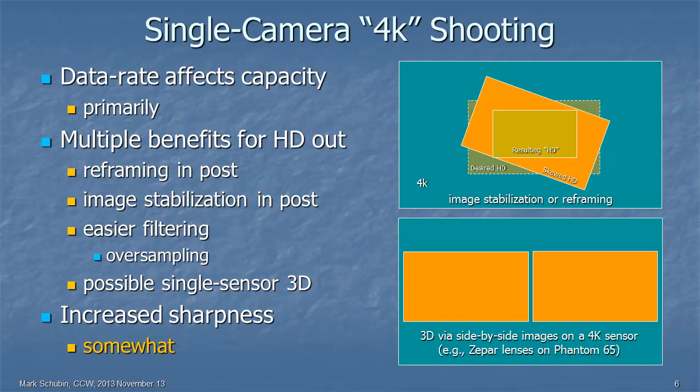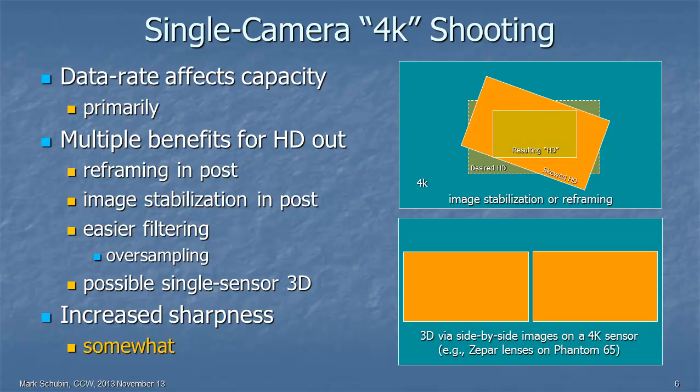So, single camera: there are certain advantages to shooting in 4K. The data rate primarily affects capacity. It doesn't really affect anything else, assuming the camera was designed to be 4K. There are multiple benefits if you're having HDTV output. For example, you can reframe in post. You have twice the distance horizontally or vertically to reframe. We discussed that on the panel this morning.